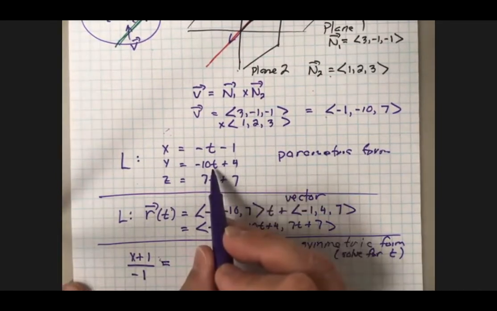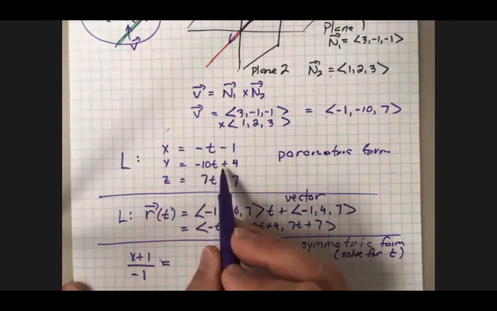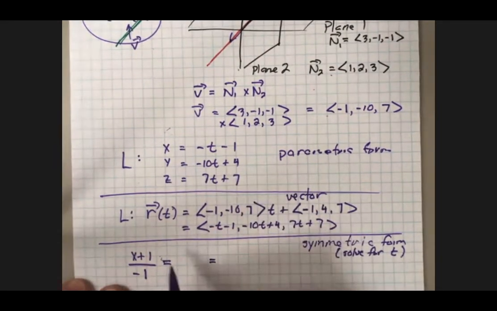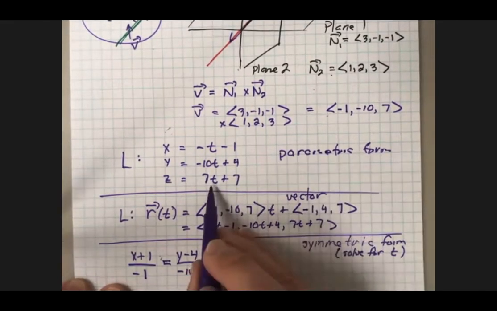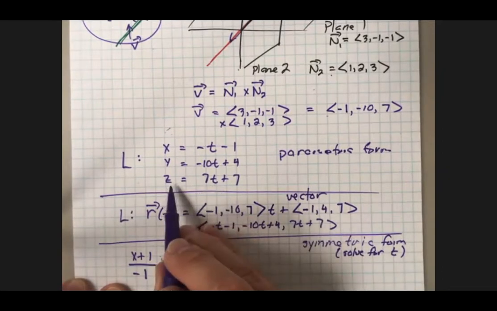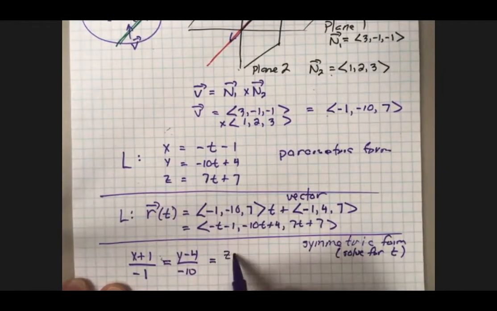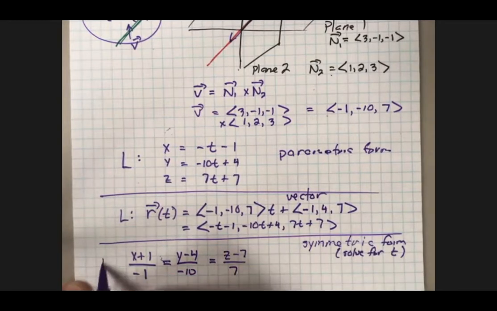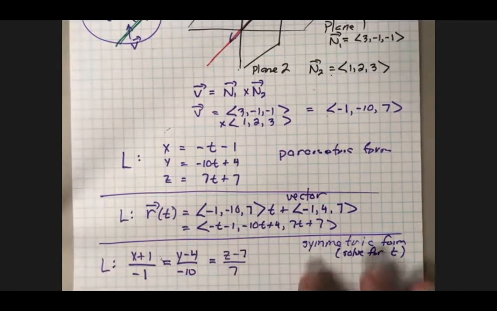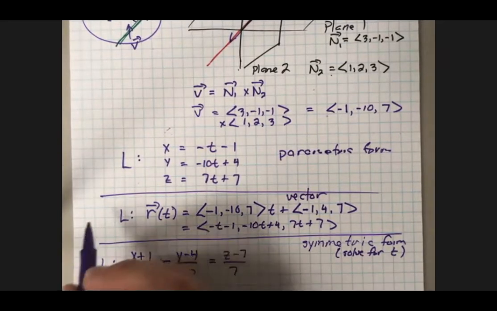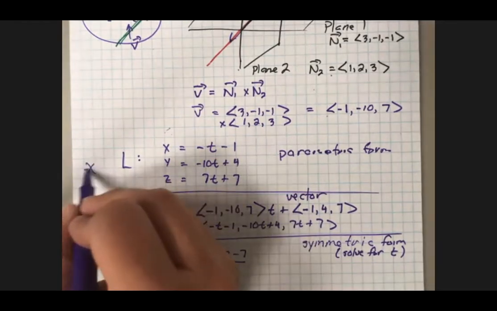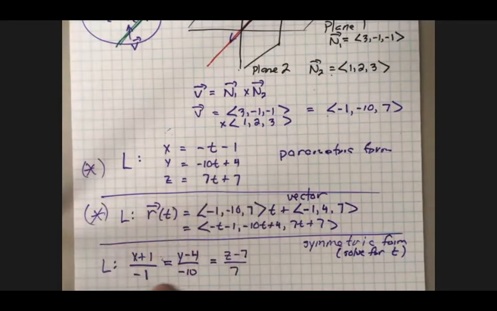If I solve for t right here, I will say y minus 4 divided by negative 10. And if I solve for t here, I will say z minus 7 divided by 7. All three of these are legitimate presentations of that line, but generally we're going to be hanging out in the vector form or the parametric form. And if you want to know what the champions of the symmetric form say, go look up the symmetric form.